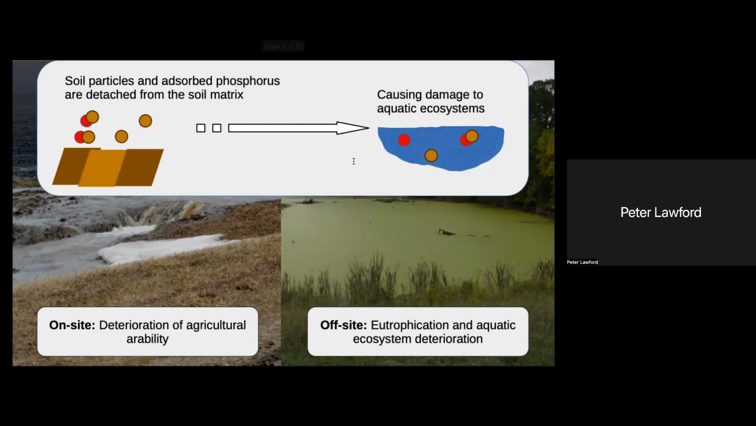So let's consider what the issue is. Soil particles are detached from the soil matrix by rain splash and by flow over the soil, and they absorb phosphorus as well. Those soil particles are transferred via streams into our aquatic ecosystems and cause damage in that way. Several types of damage, as I mentioned: eutrophication and other deterioration issues.